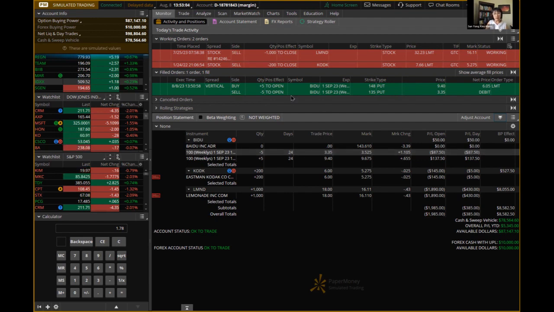So I'm going to write down this 148 put, and then I'll put +5 next to it. That means I bought 5 contracts, and then 135 put, -5. I'm just writing this down like this. I put 148 put +5 right in here, and then 135 put, -5. You could write them in this way, however makes sense to you.